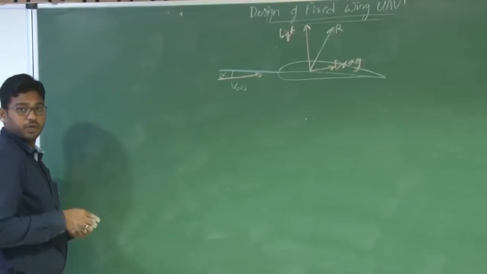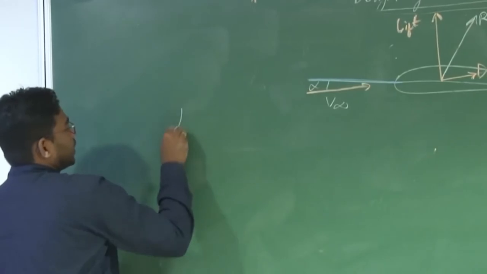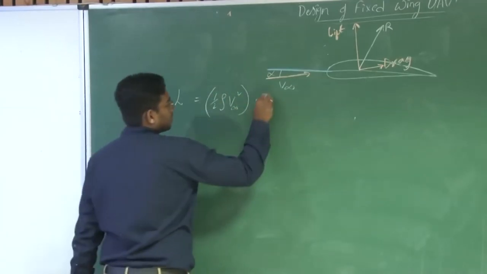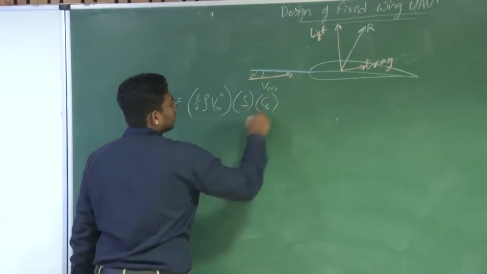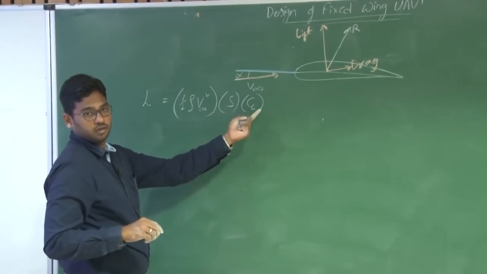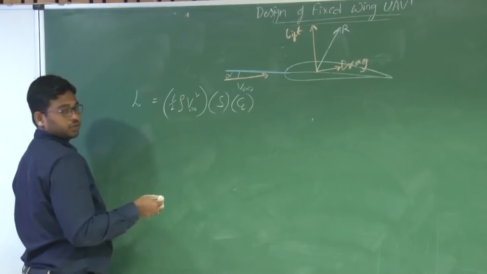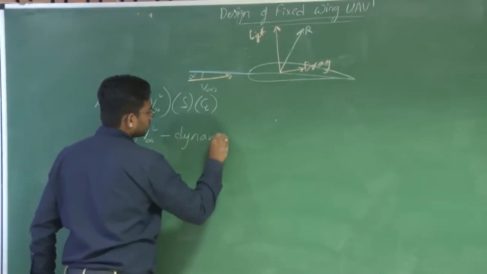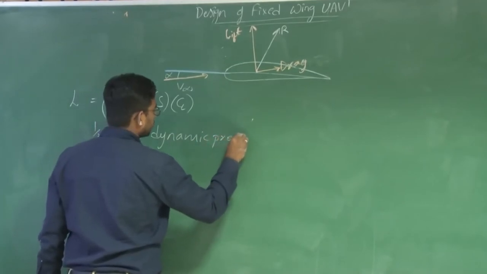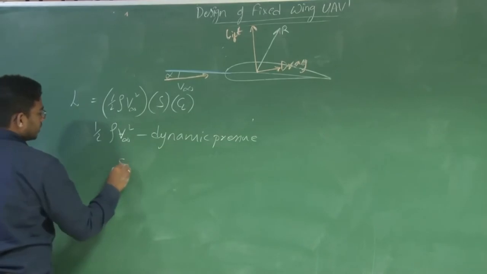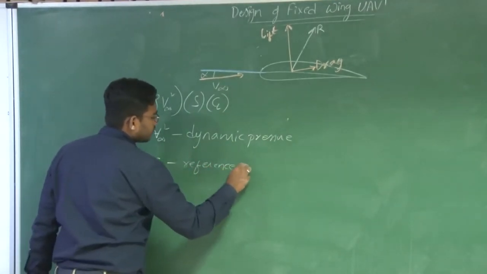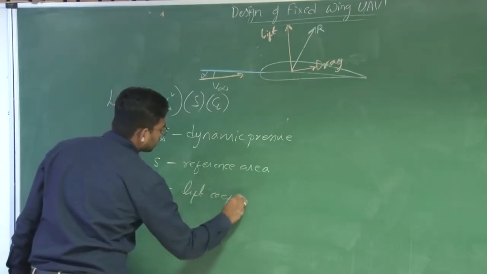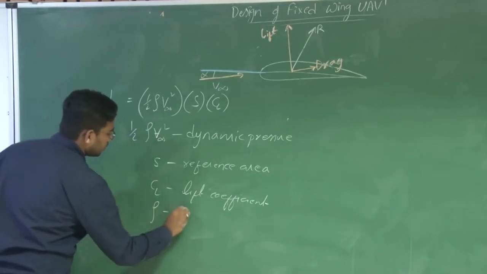Now we have defined lift and drag here. So let us denote L represents the lift, which is expressed as half rho V square, the dynamic pressure, times reference area S, into the non-dimensional force coefficient called CL. CL is the lift coefficient. So half rho V square is dynamic pressure, S is the reference area, and CL is the lift coefficient, where rho is the density.